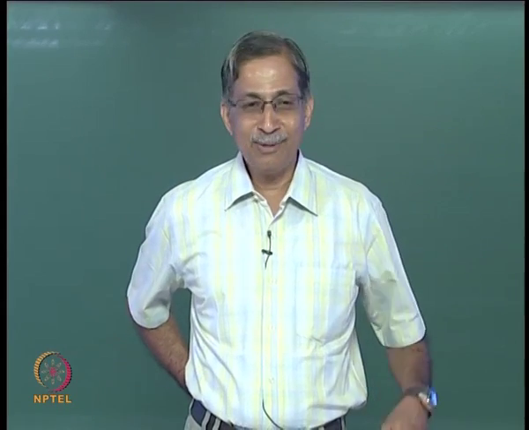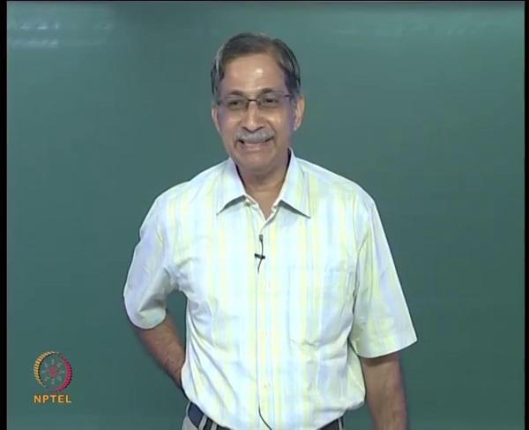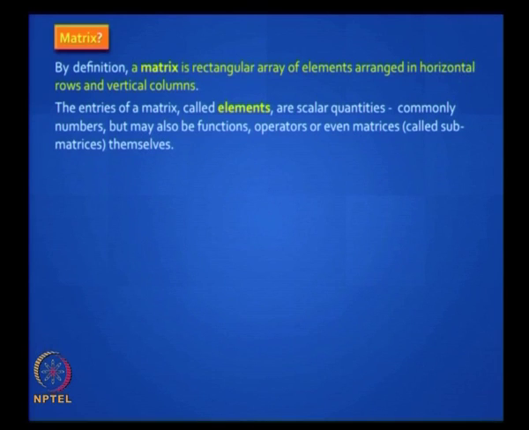Set of things. There are no things. The computer doesn't see things. Set of numbers. Right. By definition, a matrix is a rectangular array of elements arranged in horizontal rows and vertical columns. So it should look neat. Okay. It should look neat, and every number has a place.